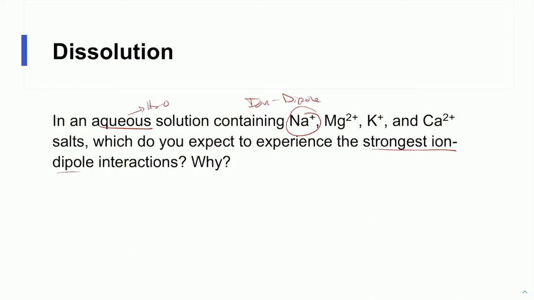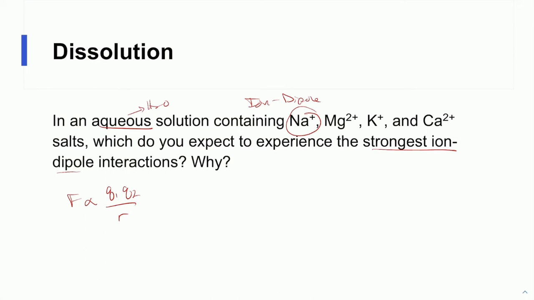Now, the way that you do that is based off a principle called Coulomb's law, where the force is proportional to the charge of one times the charge of the other over the distance between them. Now, this equation is a little bit more complicated. It has a K constant in it and stuff. I'm not going to focus on that. Let's just focus on the charges here.